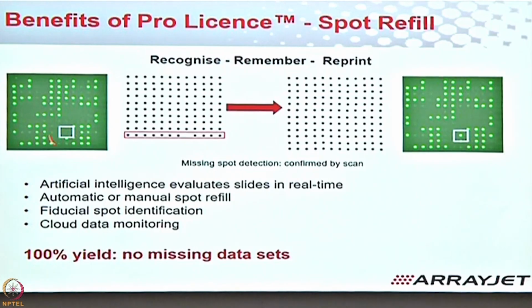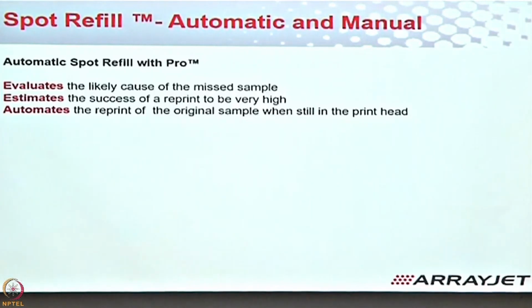So remember, these are the pictures that you get automatically from the camera. This is the picture that it showed without the spot. Then it recognized, remembered, reprinted, and it printed this spot. So you have an antibody there. Instead of wasting 4 or 5 slides without the antibody, it is tracking the antibody and printing it again. So there are spot refill features.